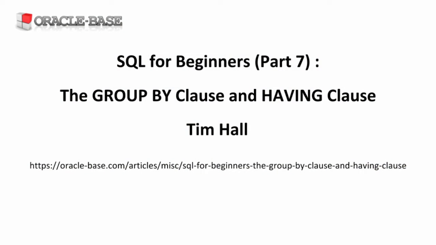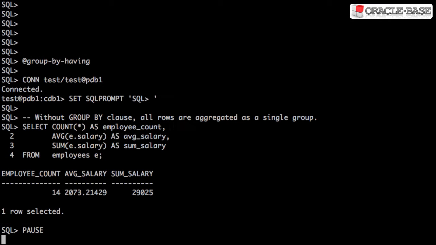In this video, we're going to take a look at the group by clause and the having clause. SQL includes many aggregate functions, which take information from multiple rows and aggregate it down to produce fewer rows in the final result set. This example uses the count, average, and sum aggregate functions.